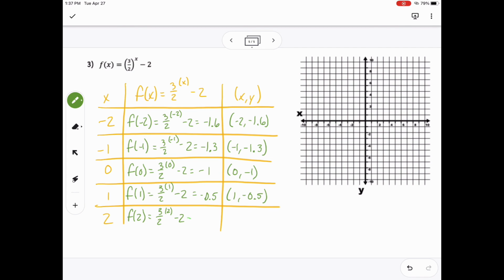So now that I have all my ordered pairs taken care of, I can graph them and see what my graph looks like. And based on the picture, it looks like it is still a growth function. Even though we're below the x-axis, we can still be a growth function in that case.